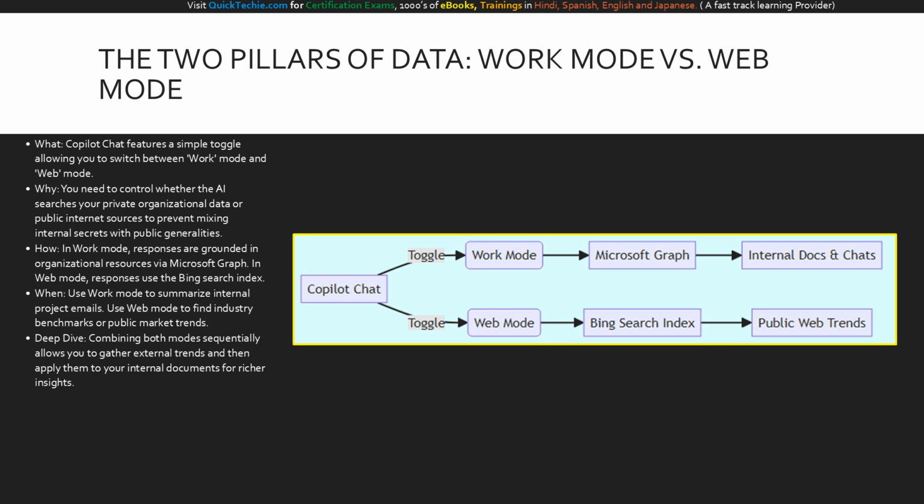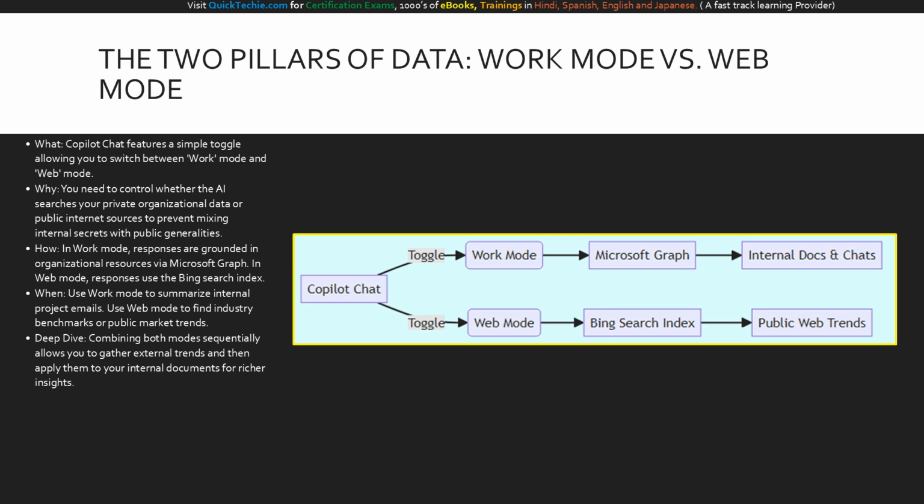On the other hand, web mode shifts the AI's gaze outward to the public internet using the Bing search index. This is perfect for researching broad industry trends or competitor analysis. The magic happens when you understand how to use both. For example, you might use web mode to find a new industry framework, and then switch to work mode to see how your internal projects align with it.